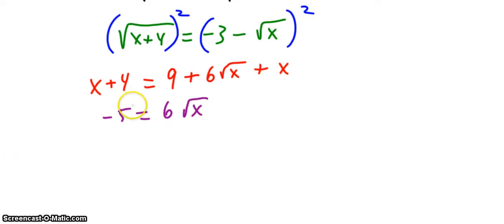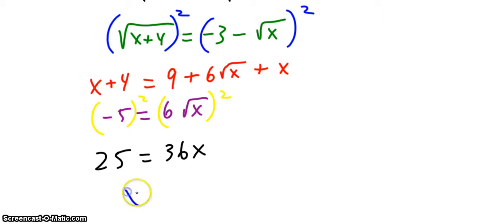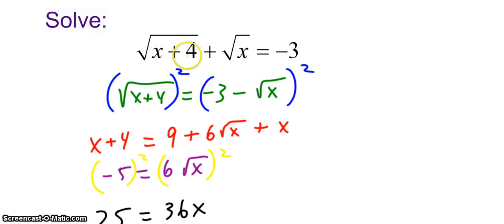Square both sides again. And I end up with 25 equals 36x. So therefore, x equals 25 over 36. Now I do have to check for extraneous solution. So if I go back to the original equation and I plug in 25 over 36 in for x, does it equal negative 3? In this case, it does not. Use your calculator to help you out with that.